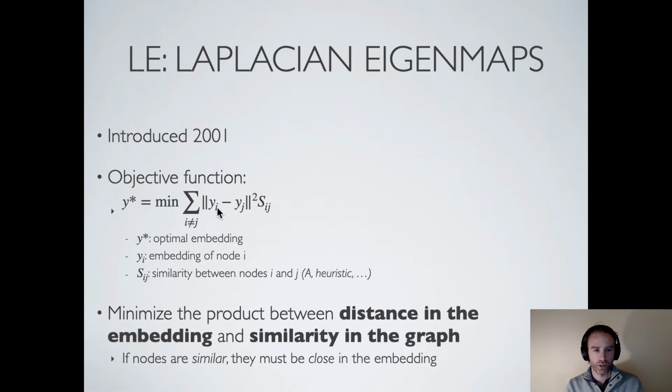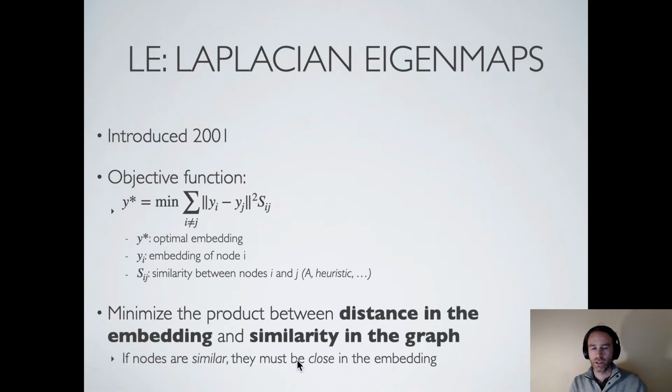The objective of Laplacian eigenmaps is to find the vectors of every node I and J such that the sum over all pairs of nodes of the product of the difference between the vectors and the similarity is minimized. What this means is that if nodes are similar, then they must be close in the embedding. So you get the general idea: your embedding respects the notion of similarity that you have chosen.